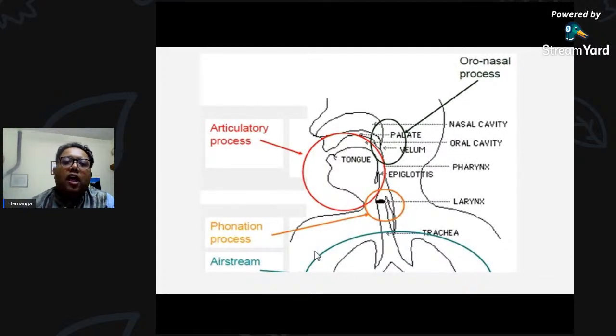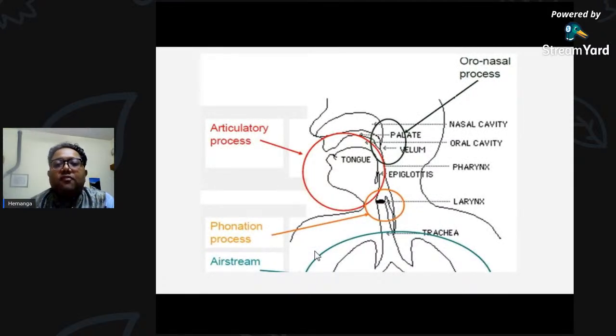Once the air goes out, you can see the palate here. It's the velum. Depending on the position of the velum, a sound can be an oral sound or a nasal sound. In the nasal sound, the sound comes out through the nostrils, and in the oral sound, the sound comes through the oral cavity. The tongue is a very important component of speech production. Different parts of the tongue are involved in the production of speech sounds: the tip of the tongue, the blade of the tongue, or the back part of the tongue. The lips are also very important in the production of speech sounds.